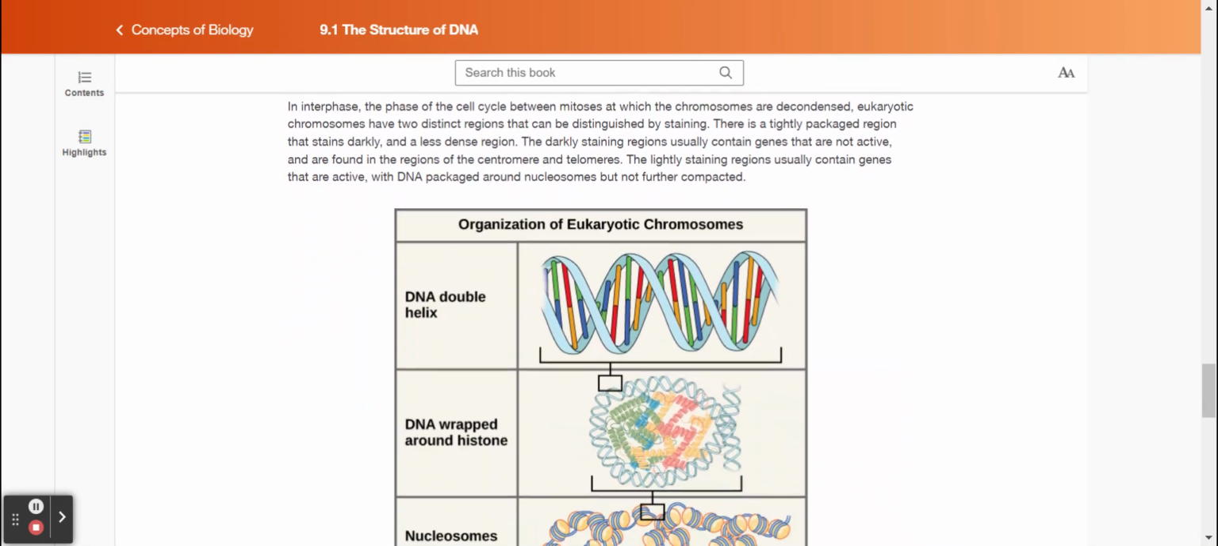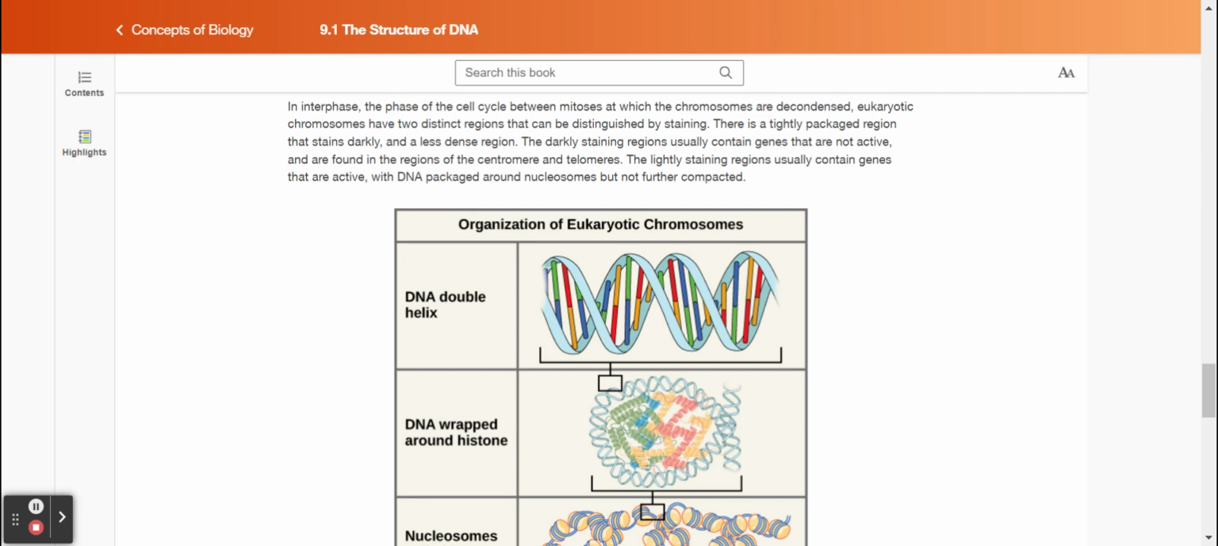In interphase, the phase of the cell cycle between mitosis, at which the chromosomes are decondensed, eukaryotic chromosomes have two distinct regions that can be distinguished by staining. There is a tightly packaged region that stains darkly, and a less dense region.